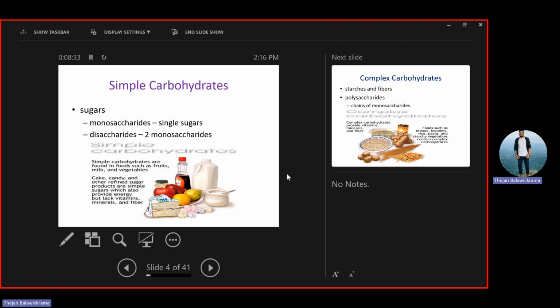This is about simple carbohydrates, monosaccharides. Like I said, a disaccharide means a combination of 2 monosaccharide molecules. These are some examples for those. I have selected some very familiar examples: cake, candy, sugar, basically sugar related products.